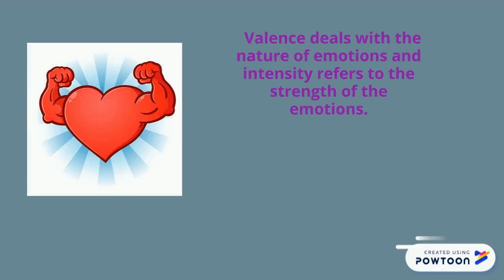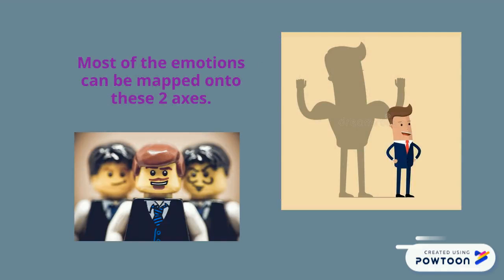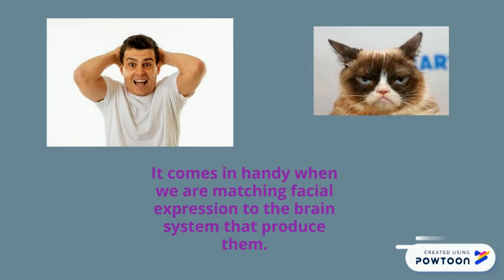Valence deals with the nature of emotion, and intensity refers to the strength of the emotions. Most of the emotion can be mapped into these two axes. It comes in handy when we are matching facial expression to the brain system that produces them.